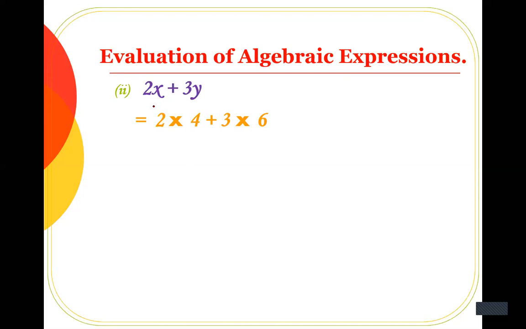Now you have 2, which means you have to multiply 2 with x, so you will replace x with 4. You will write 2 multiply by 4, then the sign of addition, then you write your coefficient here, that is 3, and 3 is multiplying with your variable y, so you will write 3 multiply by 6. So you have to multiply 3 with 6 and 2 with 4. First you will multiply these two things. 2 multiplied by 4 will become 8 and 3 multiplied by 6 will become 18, and 8 plus 18 is 26.